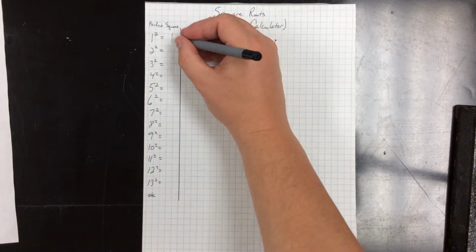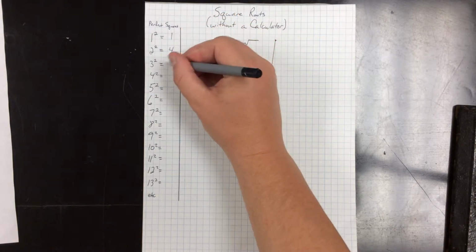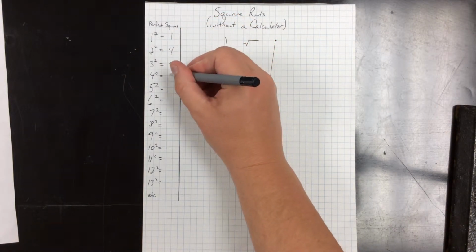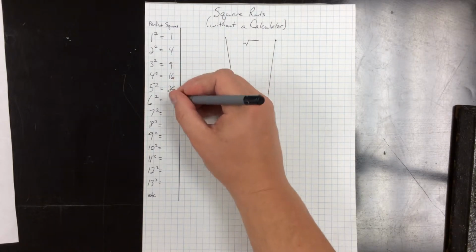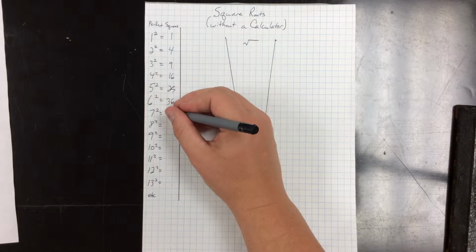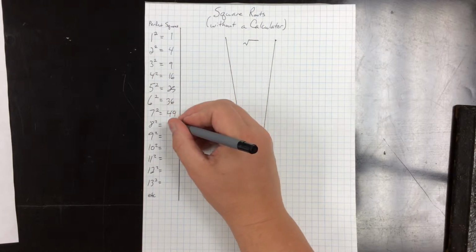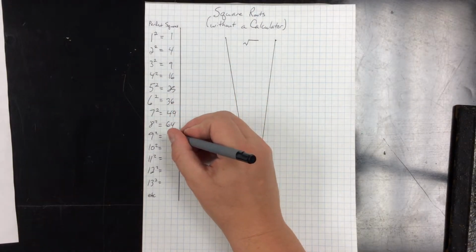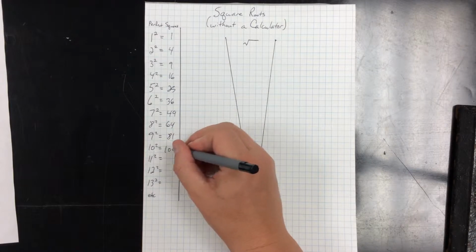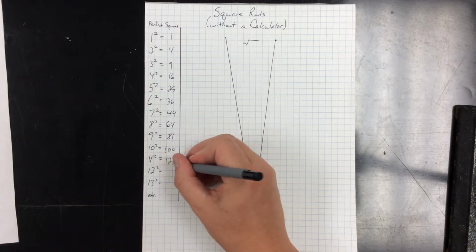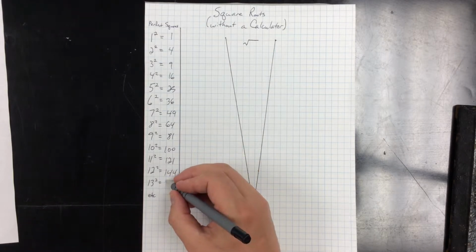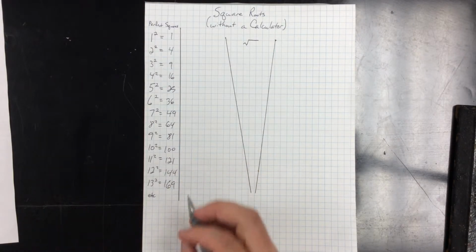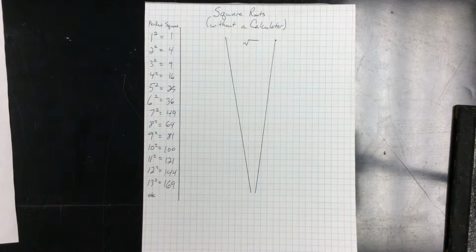So 1 times 1 is 1, 2 times 2 is 4, 3 times 3 is 9, 4 times 4 is 16, 5 times 5 is 25, 6 times 6 is 36, 7 times 7 is 49, 8 times 8 is 64, 9 times 9 is 81, 10 times 10 is 100, 11 times 11 is 121, 12 times 12 is 144, and 13 times 13 is 169. So those are our perfect squares, and we're going to start with those in a minute.